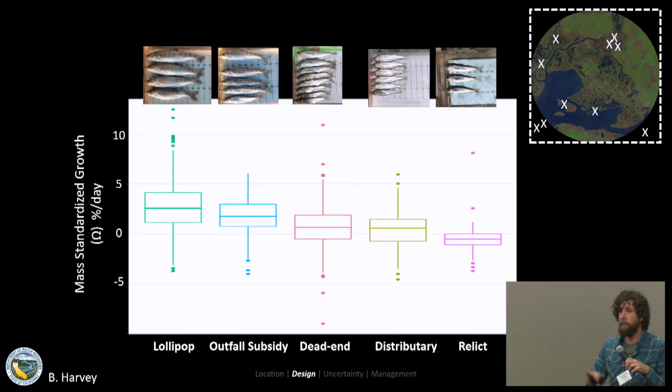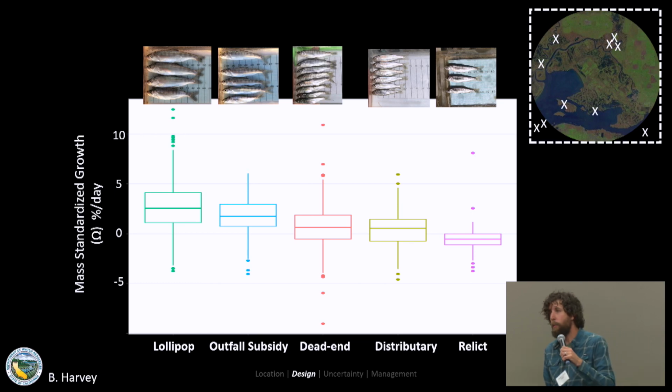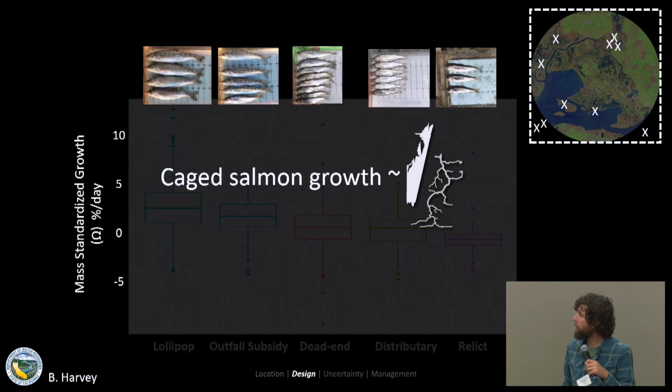And there's a whole bunch of potential takeaways from this, but one of the main things that I want you to realize is just that growth potential, in this case, on the y-axis here is mass standardized growth per day, so how much a fish is growing, varied associated with geomorphology. So the actual shape of the wetland was predictive in illustrating how much these caged fish grew. Caged salmon growth is a function of morphology.